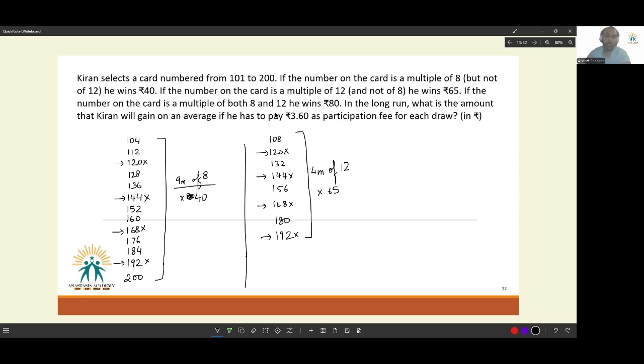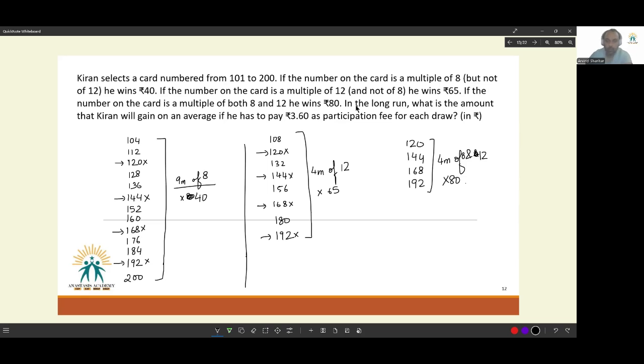If the number on the card is a multiple of both 8 and 12, those numbers are 120 and 144, and 168 and 192. 4 multiples of 8 and 12. Here we get 80 rupees.